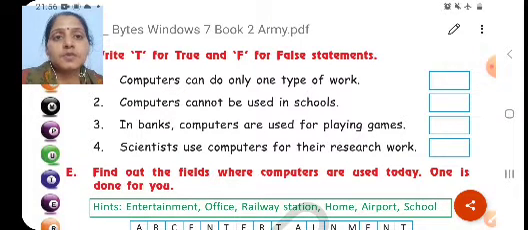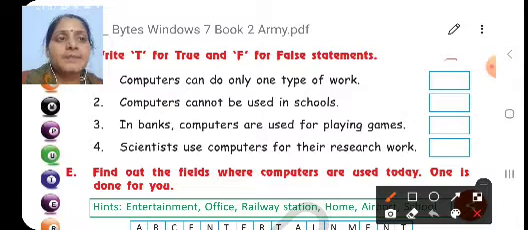So children, as we know, computers can do only one type of work. Computers can do only one type of work. So children, is it true that computers can do only one type of work? No. Children, as we know, computer can do many types of work. That is why it is also known as multitasking. And इसीलिए first statement is false, and you will write F for false here. आप यहाँ पे F for false लिखेंगे.